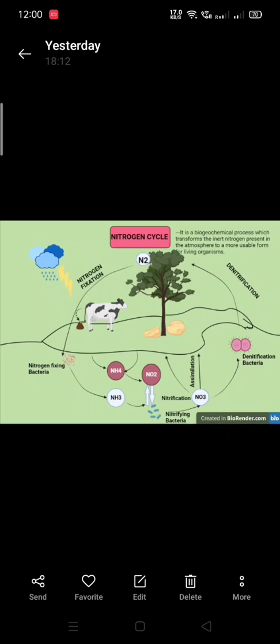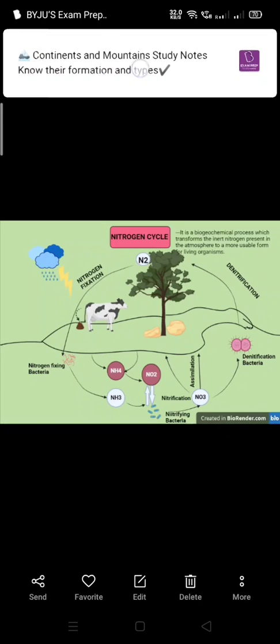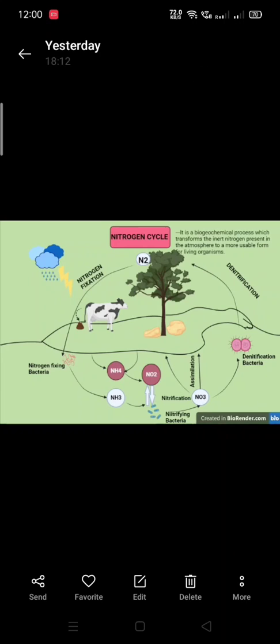help of the bacteria Nitrobacter. Now the nitrate, that is NO3 minus, is absorbed by plants and transported to leaves, and once it is in the leaves, it is present in the reduced form, that is ammonia. Finally, the ammonia forms the amino group of amino acids, and the nitrate present in the soil is also reduced to nitrogen by the process of denitrification.